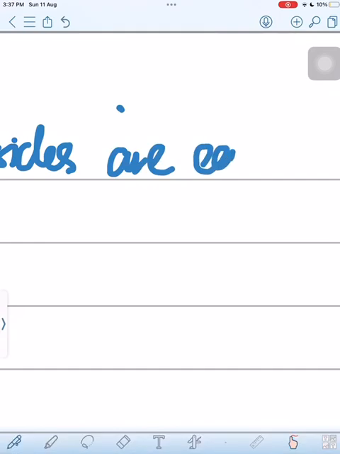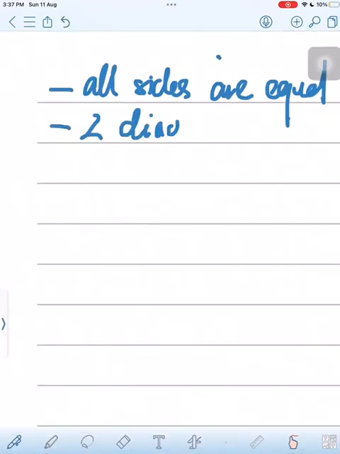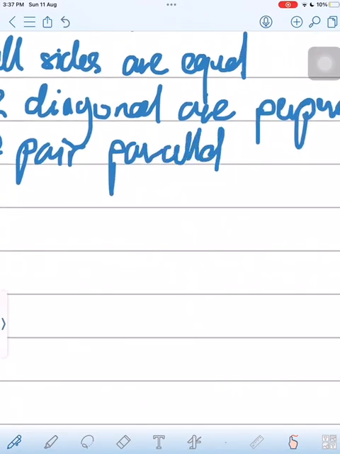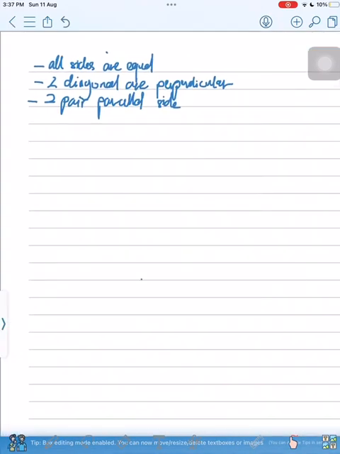I'll be discussing the rhombus question in the Telegram group chat. So firstly, the characteristics of a rhombus. All sides are equal, two diagonals are perpendicular, and there are two pairs of parallel sides.